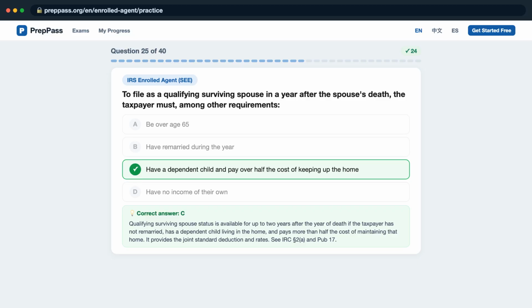Qualifying surviving spouse status is available for up to 2 years after the year of death if the taxpayer has not remarried, has a dependent child living in the home, and pays more than half the cost of maintaining that home. It provides the joint standard deduction and rates. See IRC Section 2(a), and PUB 17.